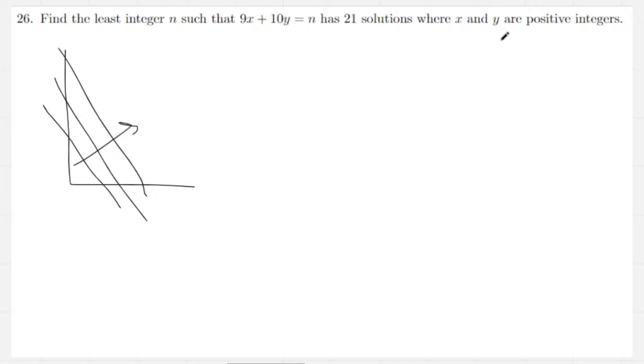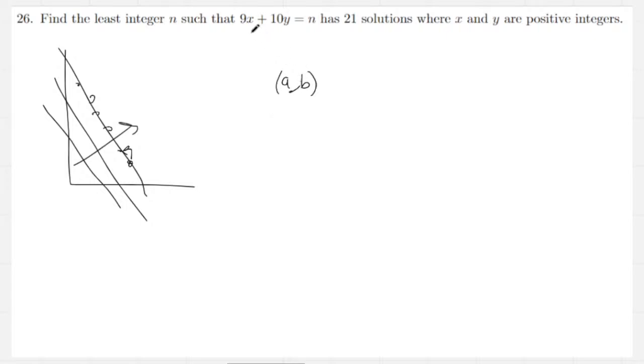And so 21 solutions means lattice points. There must be 21 lattice points. So I want to find the first line that intersects 21 of these lattice points. Well, let's consider what these consecutive lattice points really are. If we have a point (a, b) that satisfies the equation, what's the next a that will work?